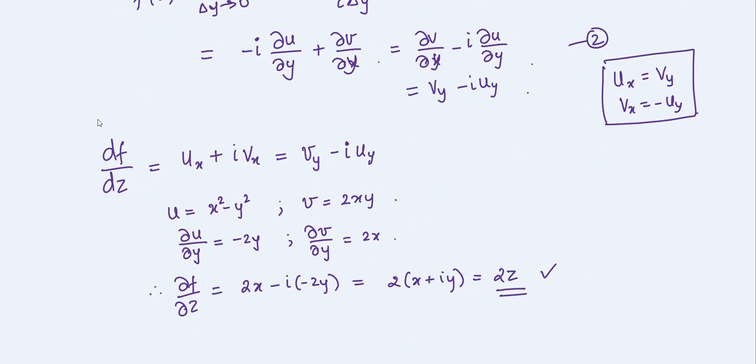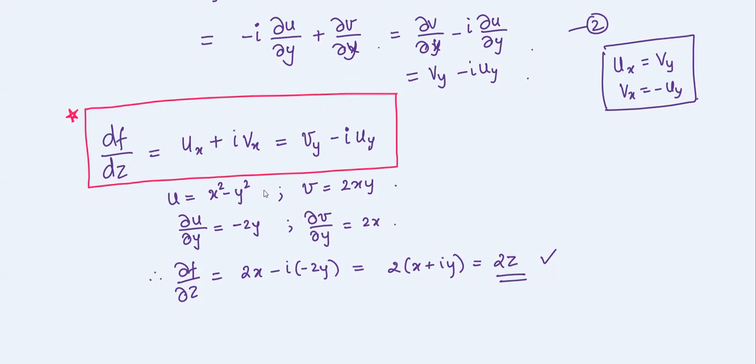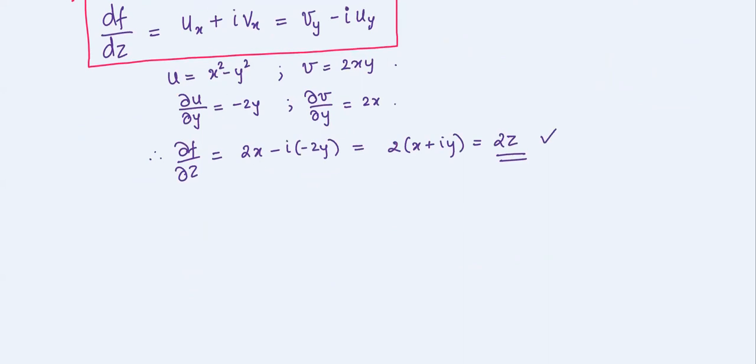Based on the Cauchy-Riemann equation, the derivative of a function which is u plus iv will be either u x plus I v x or v y minus I u y. Okay. Of course, if we keep differentiating, directly, if we differentiate, we get the function, the derivative.